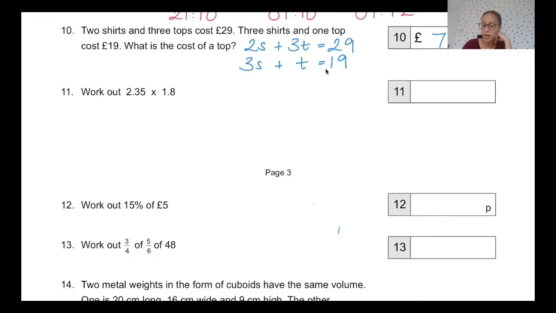Okay, work out 2.35 times 1.8. Hopefully you know that when we multiply decimals, we ignore the decimal points and then put them in at the end. So you'll do 235 times 18. Why don't you just work that out quickly for me? I think we've just about got time for us to do this.